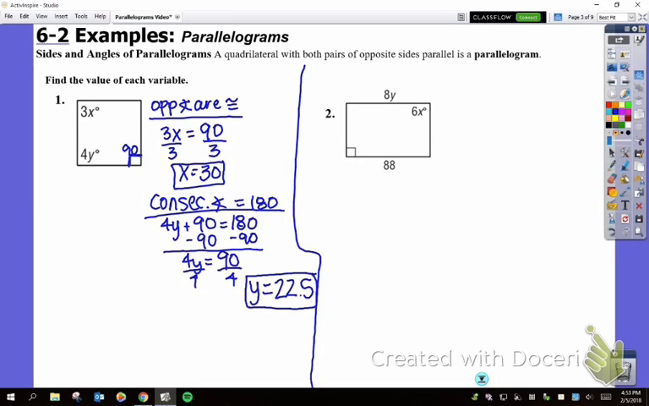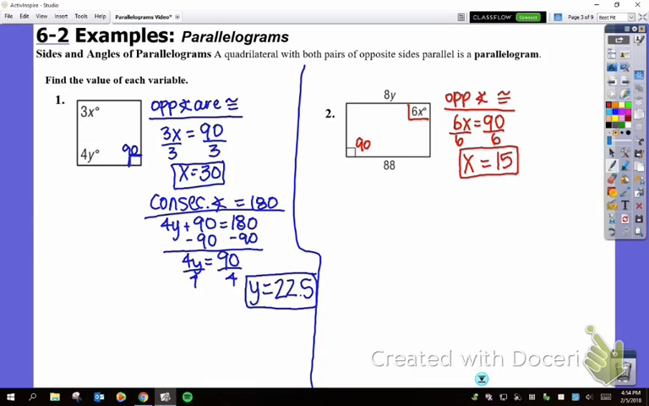So, moving right along, as we look at number 2, again we have this 6x, that is an angle opposite of 90, and we know that opposite angles are congruent. So we can say that 6x equals 90, divide by 6, and we get x equals 15.